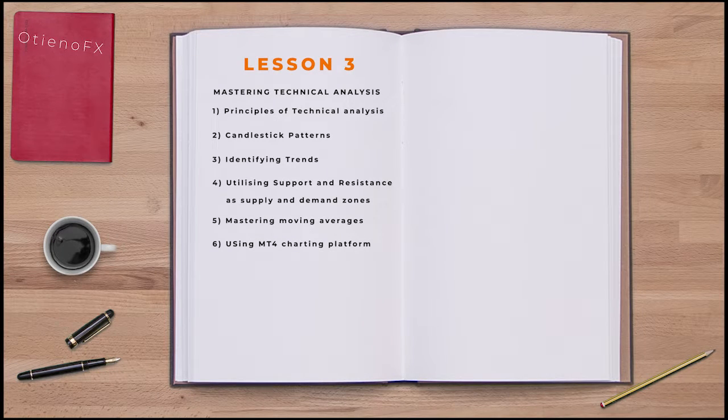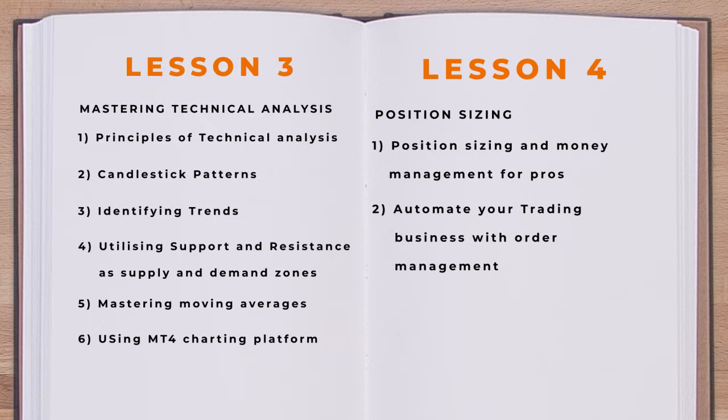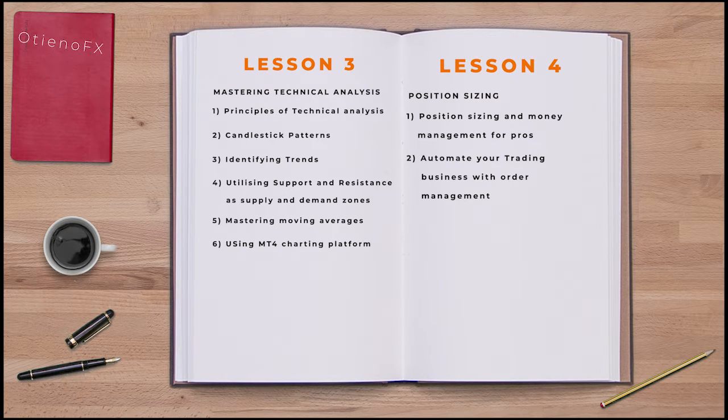Okay, lesson 4 is all about position sizing and risk management. How do you manage your money and size your position? How many units do you buy? How many contracts do you buy? And how do you automate your trading business with order management techniques? So your entry and exit are automated. You don't have to be there, because when you're there, it will bring some emotions out of you.